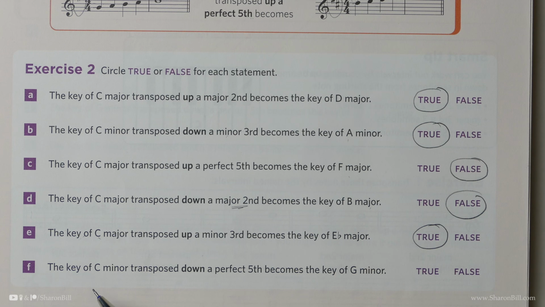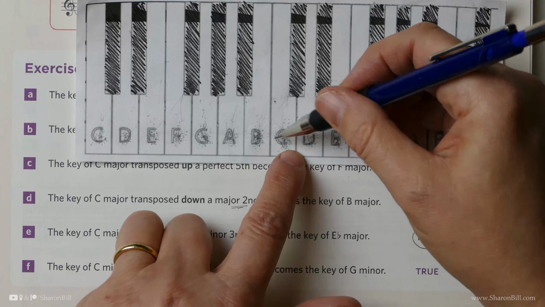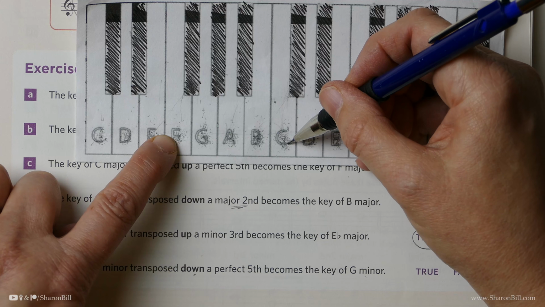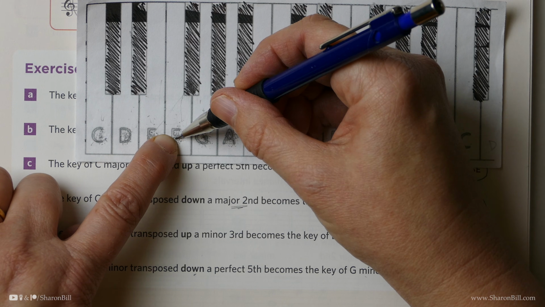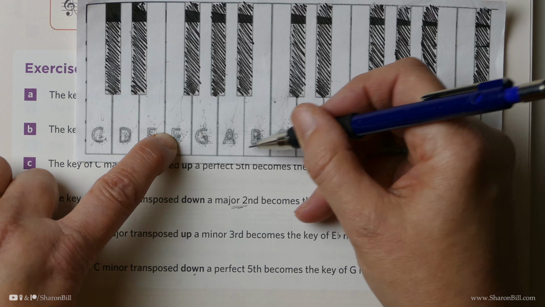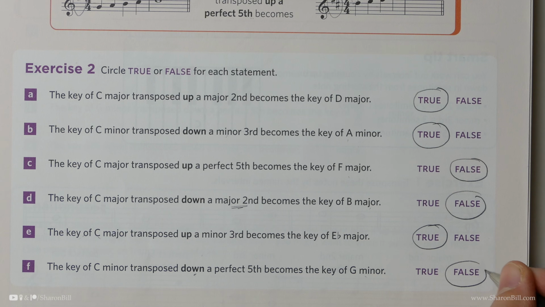And then is it true or is it false that the key of C minor transposed down a perfect fifth becomes the key of G minor? Well, we've just looked at C down a fifth, so 1, 2, 3, 4, 5. So C minor down a perfect fifth would be F minor. We've not gone far enough, have we? It's actually up a perfect fifth. They've taken us the wrong way again, and so that's false.